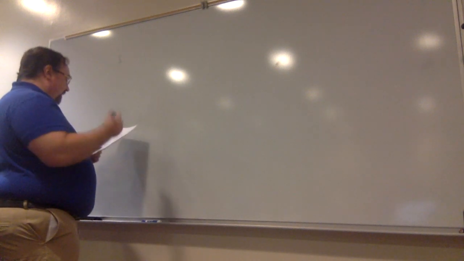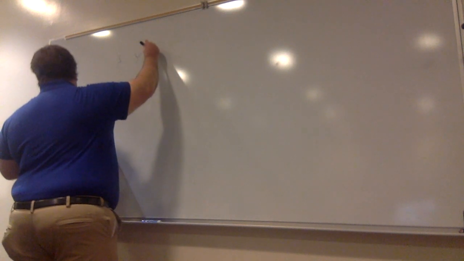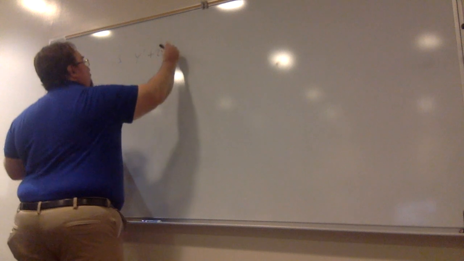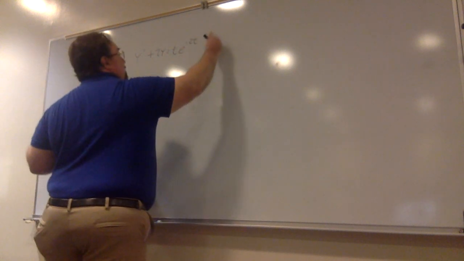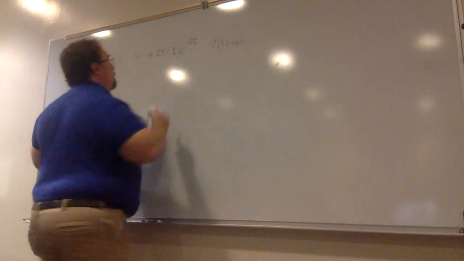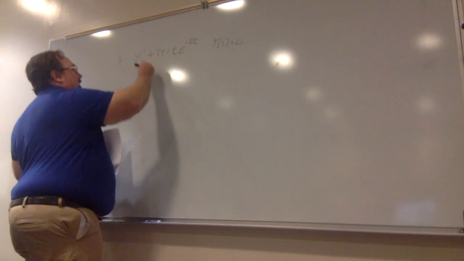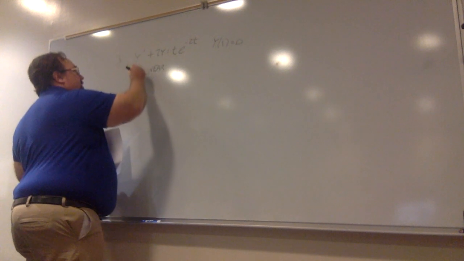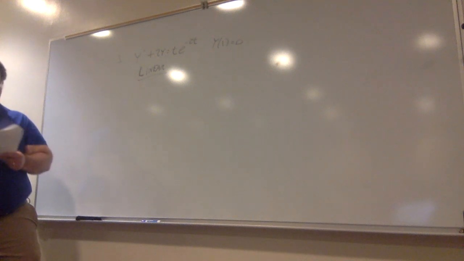Okay, the third one. This one went relatively well. y prime plus 2y is equal to t e to the minus 2t, with an initial condition of y of 0 equals 0. Now, this is a linear equation, and I believe most people correctly classified it that way.